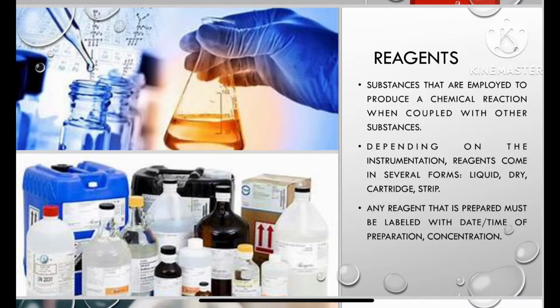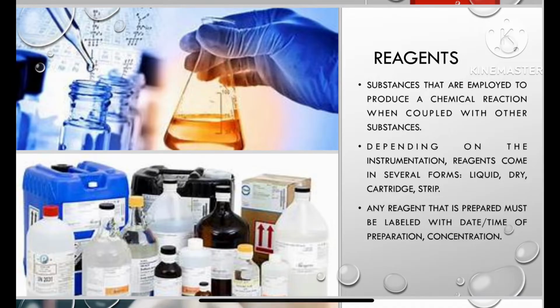When we talk about reagents, class, in today's highly automated laboratory, there seems to be little need for reagent preparation by the clinical laboratory scientist. Most instrument manufacturers make the reagents ready to use already, or they are already placed in a kit. Miss, what are reagents? Reagents, class, are substances that are employed to produce a chemical reaction when coupled with other substances. In other words, reagents are an integral part of any chemical reaction.